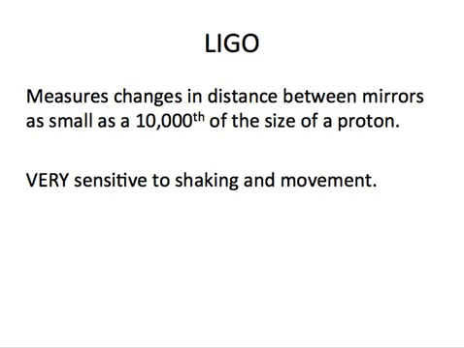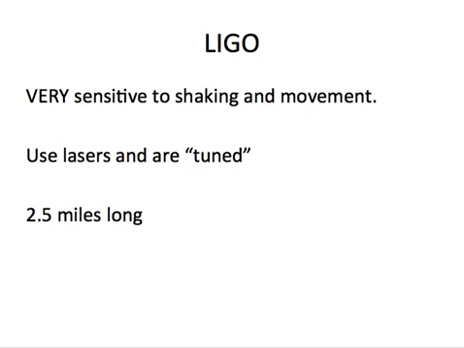And it's so precise that it can measure changes in distance between the mirrors as small as a 10,000th of the size of a proton. So these mirrors are over 2.5 miles apart, and they can measure that small of a distance change between the mirrors.